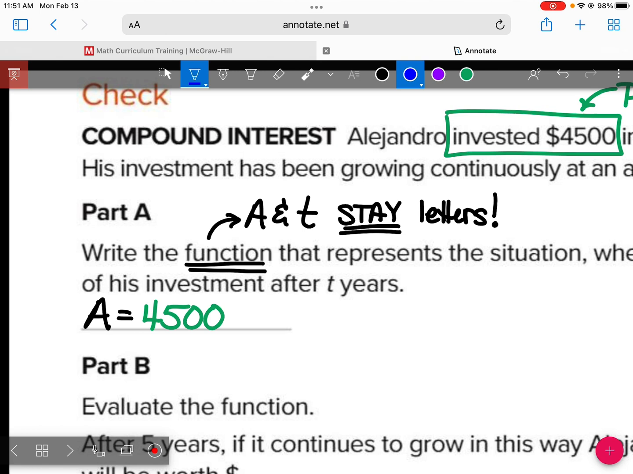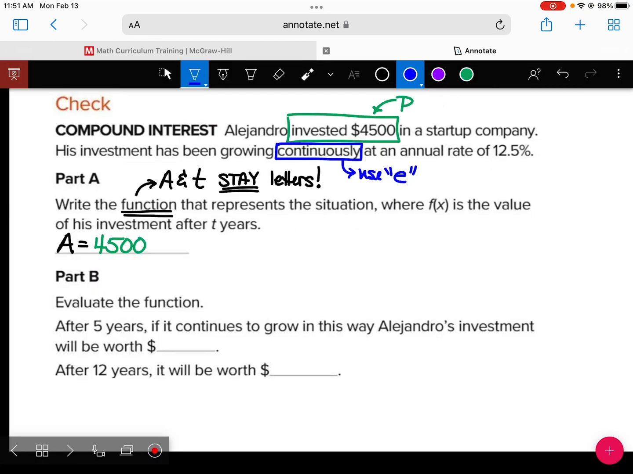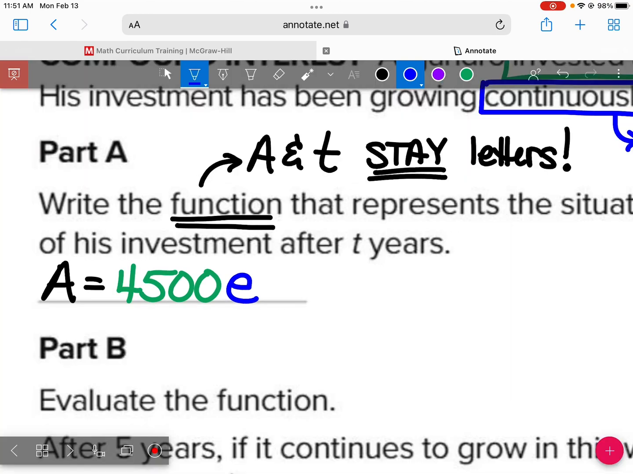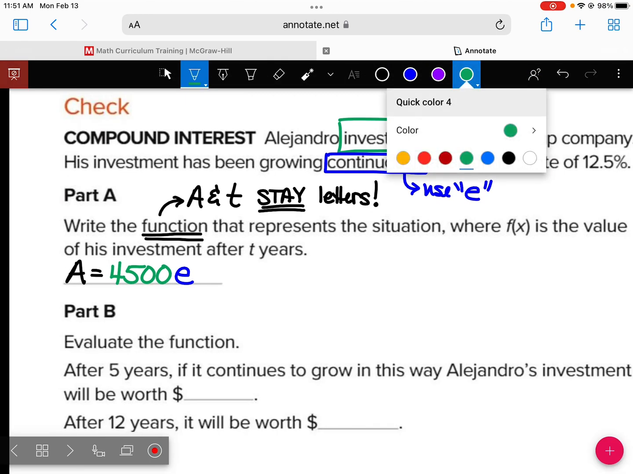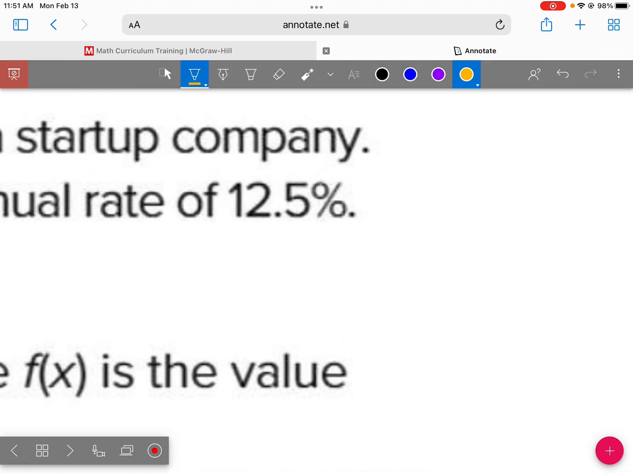Do I do parentheses and a 1 plus on this one, or do I do the E? How do we know? It says continuously. Whenever you see continuously, that means to use E. So E. What comes next? The rate. Where do I go looking for the rate? Percent sign. What do I have to do to it? Divide it by 100%. So the percent signs cancel out.